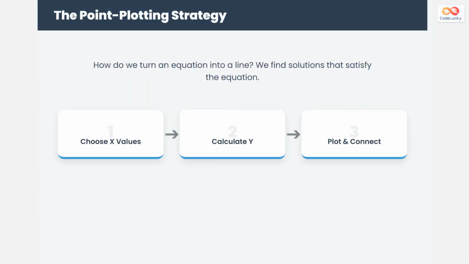The strategy we are using today is simple logic. An equation is like a rule. To find the line, we need to find specific pairs of numbers that follow this rule. We will choose some input values for x, calculate the matching output values for y, and then connect the dots.